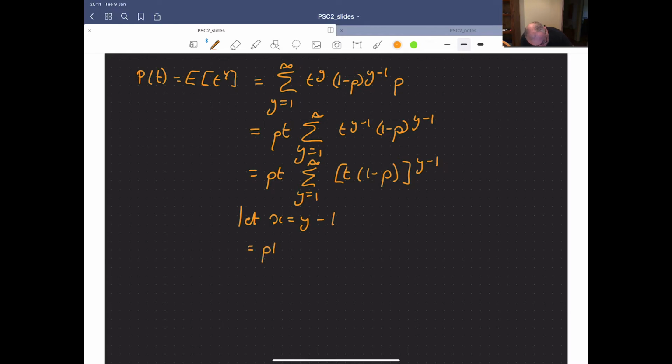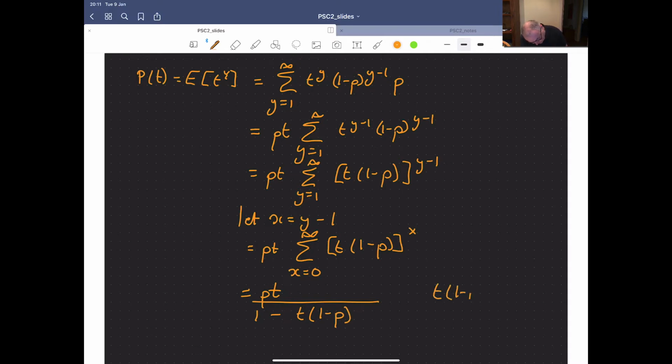So now we've got pt. When y equals 1, then x equals 0. And when y equals infinity, x is still infinity, because infinity minus 1 is still infinity. We've got (t(1 minus p)) to the x. And that's a geometric series, so we can write that as pt over 1 minus t(1 minus p), provided that t(1 minus p) is less than 1. Cool.